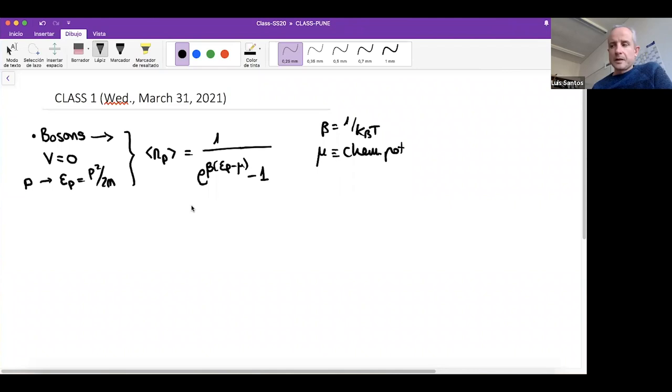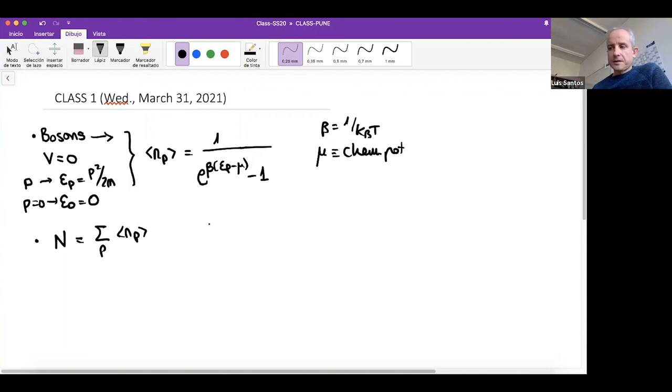Yes. And of course, here the single particle ground state is p equal to zero, right? Which has an energy, of course, zero in free space. So this is the number of particles at a particular level. If we now look at the total number of particles, this means that we have to sum over all these n_p.